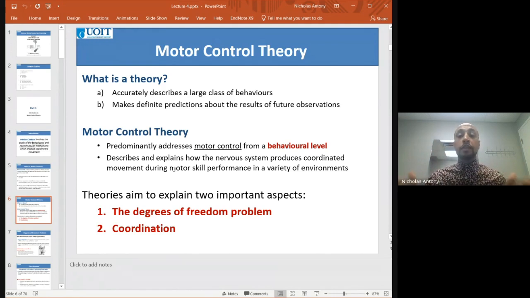There were two main theories, and we're going to discuss them in today's lecture. They wanted to answer two specific questions. Those questions were the degrees of freedom problem and coordination. In the next couple of slides, we're going to be talking about these two questions that motor control theories wanted to answer.